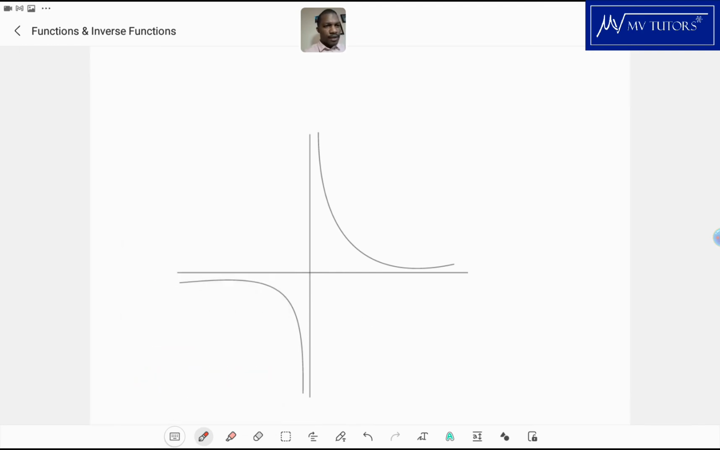Okay, and it's given by the formula y equals a over x minus p, plus q. Okay, if you want to go over these, you can book a session with me. We'll go over them. It's okay.